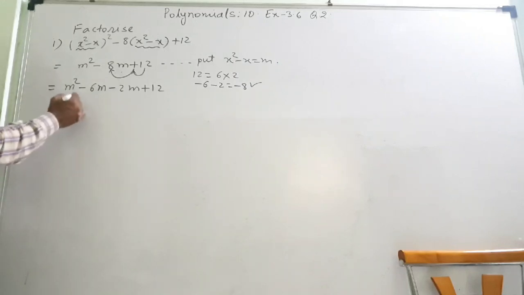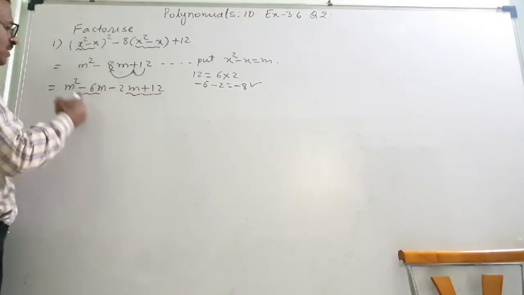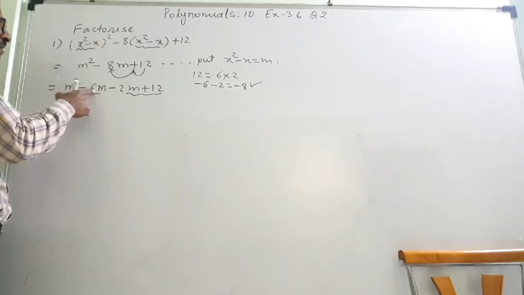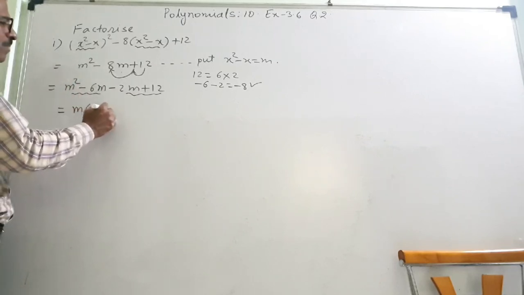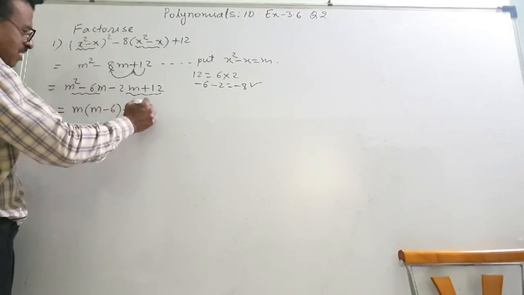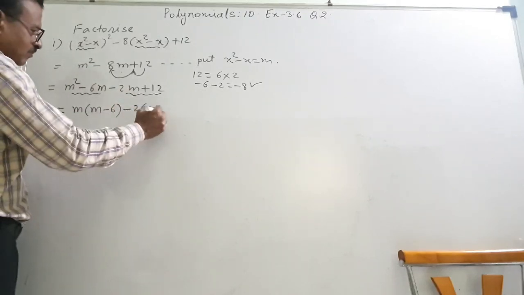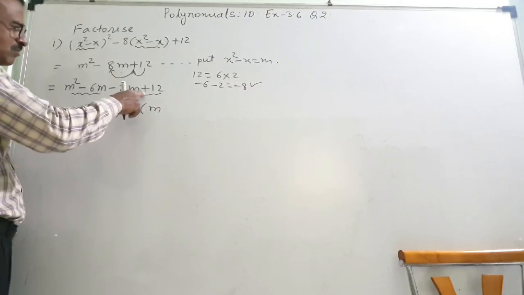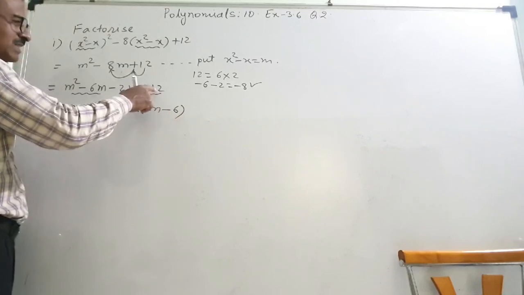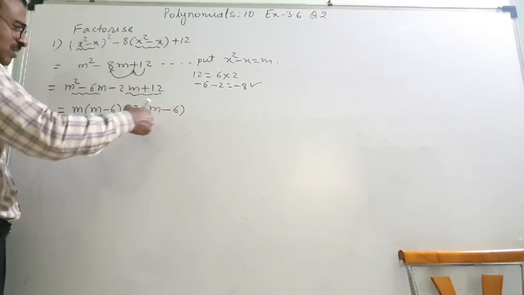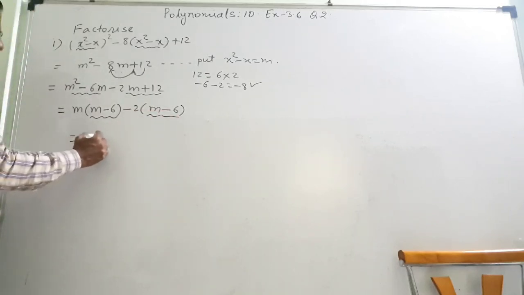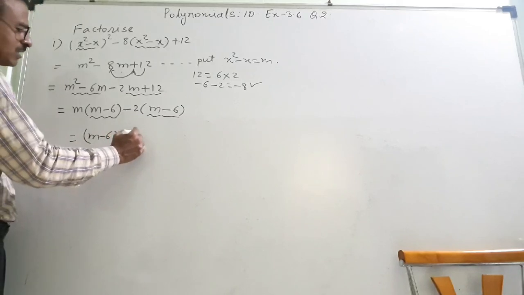Now I will make the groups. What is common? M is common. It is m into m, this is 6 into m. M is taken, m will remain. Minus, m is taken, 6 will remain. Now minus 2 is taken out, so m minus 6 is taken common. So this will become minus 2. 12 means 6 into 2, out of that 2 is taken, 6 will remain. So that is equal to m minus 6 into another bracket m minus 2.